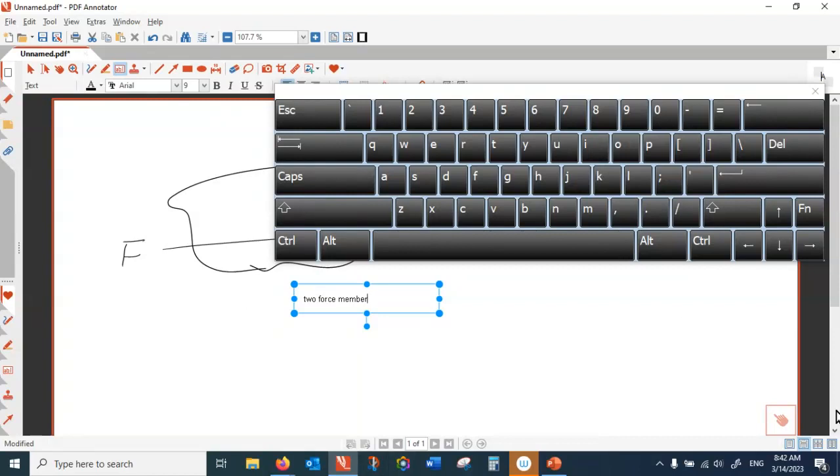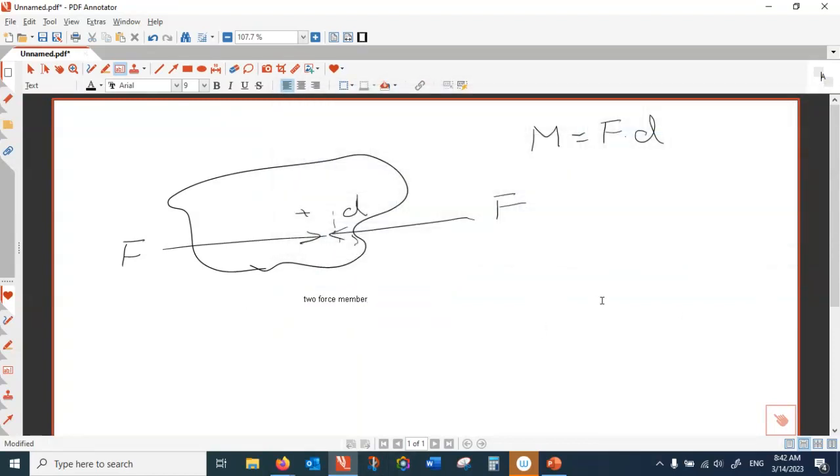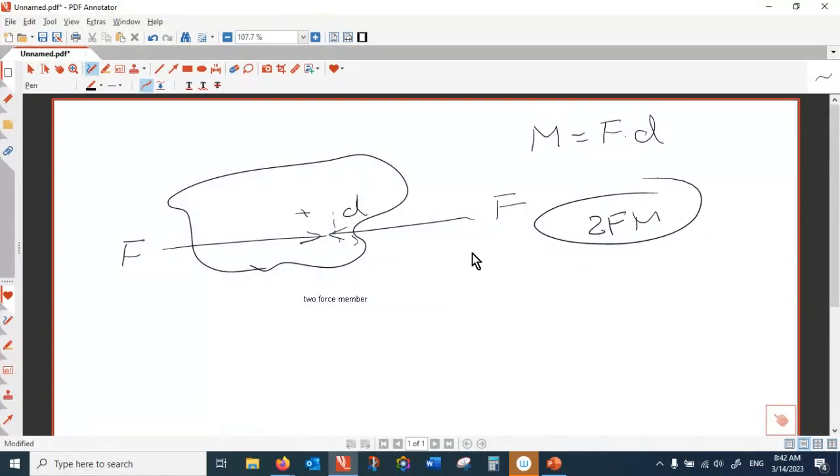All right, a two-force member, or in short, we call this 2FM. Two-force member. This is a two-force member, isn't it? Now, I want to give you a recipe. When a two-force member is at equilibrium, the forces are collinear. The only situation a two-force member can be at equilibrium is when the forces are collinear. They have the same line of action.